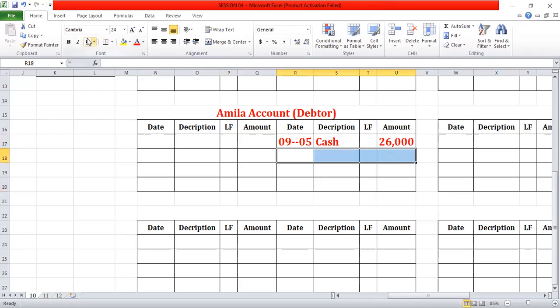On the same day, 9th of May, we have allowed a discount of 4,000. This is how you record the transaction in Amila's personal account. Write it correctly. It is better if you can use the red pen because it's the first transaction that you record with the discount.